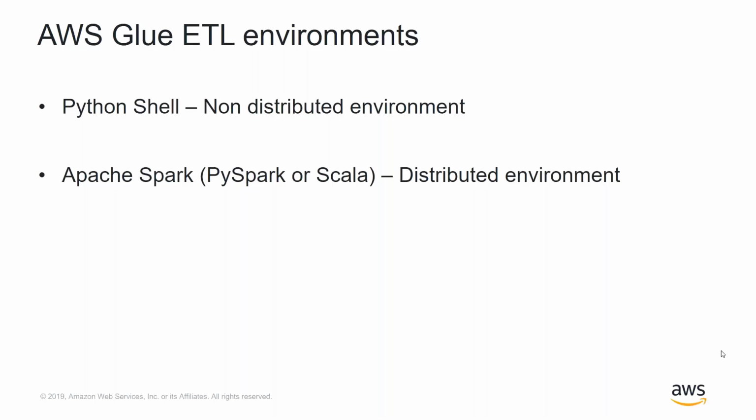Then there is a second environment, which is basically an Apache Spark environment. In this case, you would come to Glue and you would give a PySpark script or maybe a Scala script and have Glue run that for you. The first execution environment, Python shell, is a non-distributed environment. The second environment, the Apache Spark environment, is a distributed environment. So they work very differently in terms of architecture and also capability, and we're going to learn about them.